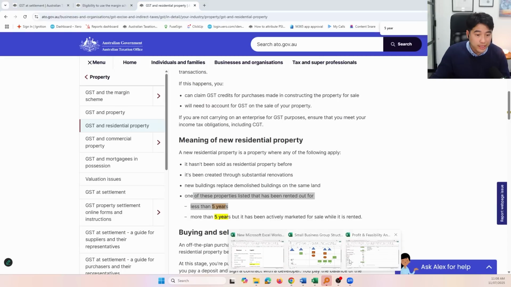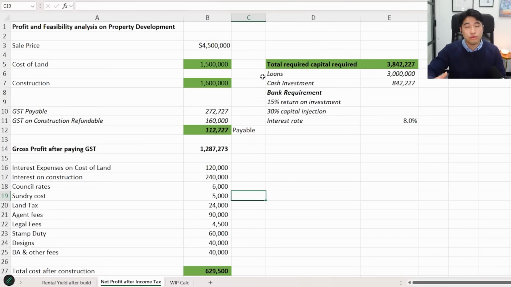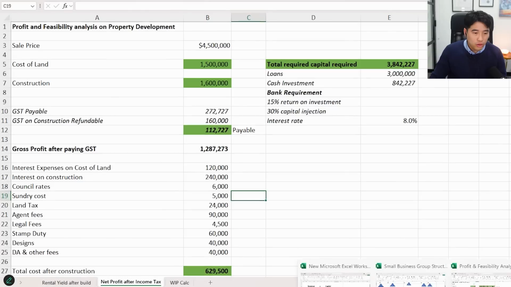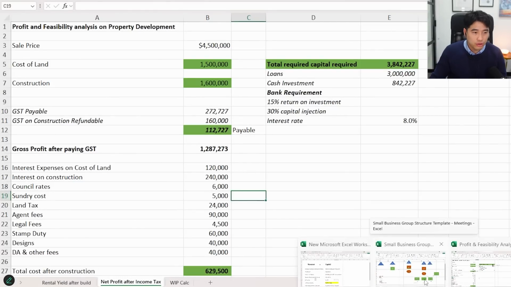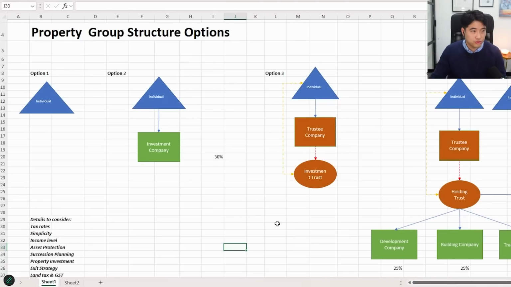I now want to explain to you guys, if you were to do a property development, if you were classed as a property developer, what should you do? All right, actually, I'll go into structuring first. We should always start with structuring.